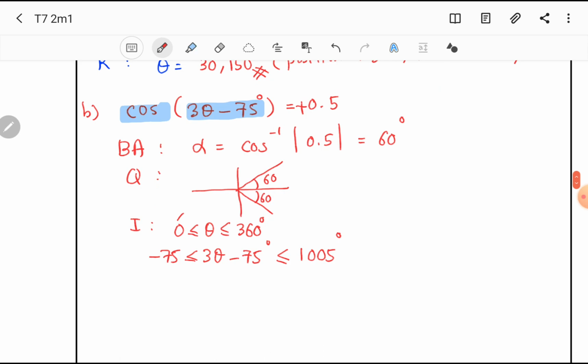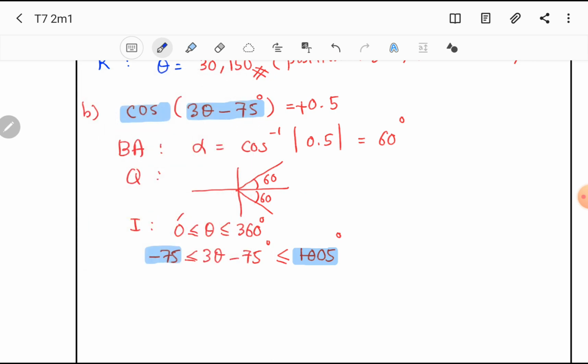Dan kalau awak notice ya, awak tengok sudut dia ni sampai 1000 something. Meaning that we need to consider the second rotation. Okay, and we have negative 75, negative angle. So we need to consider the negative angle. So we need to go down, clockwise-ly.